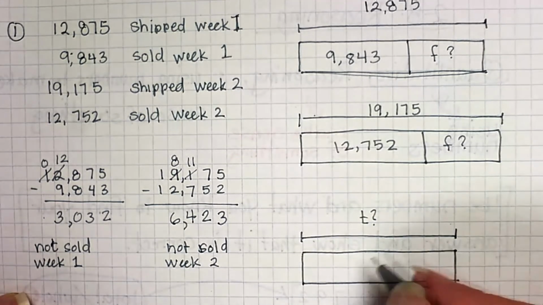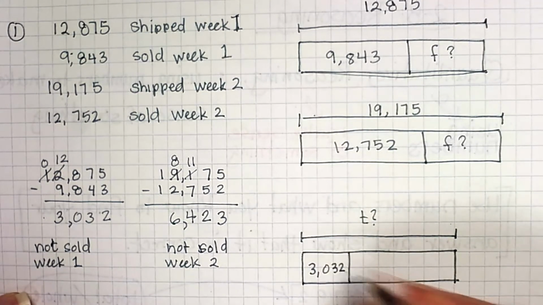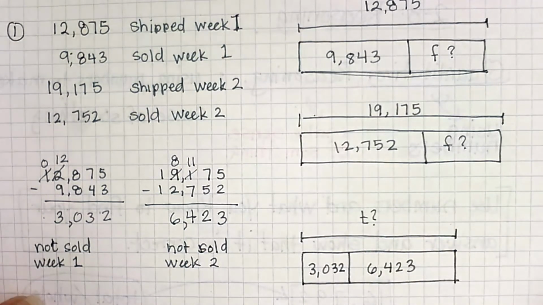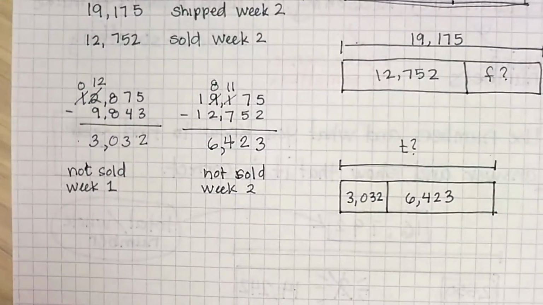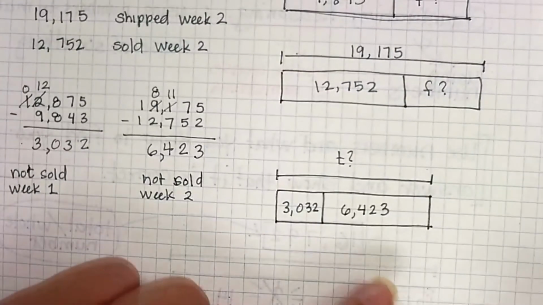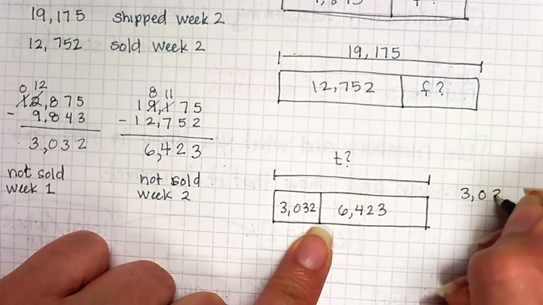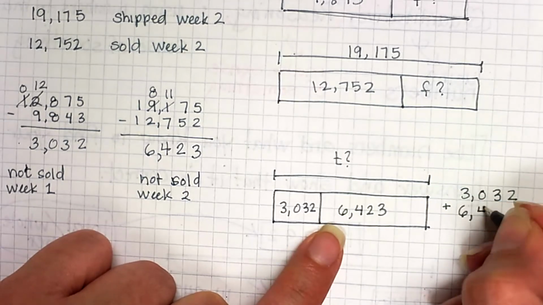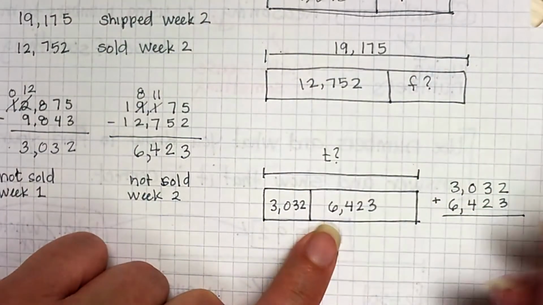So I know that week 1 had 3,032 not sold, and week 2 had 6,423 not sold. Now again, this section is smaller than this section because this is a smaller amount than this amount. So to find my missing number, now I'm going to stack and add. So I have 3,032 plus 6,423. I'm going to put those together to try and find what t equals.